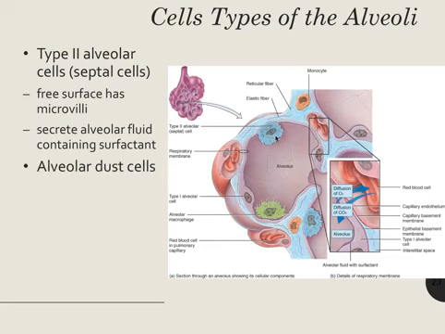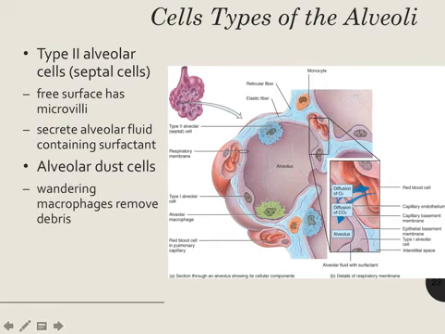And then there are what are known as alveolar dust cells, the one here in green. Those are simply macrophages there to take away any kind of debris.